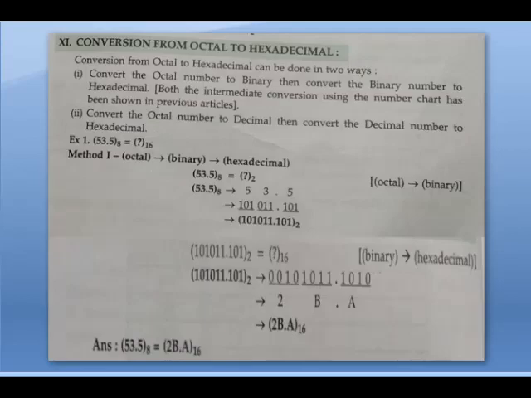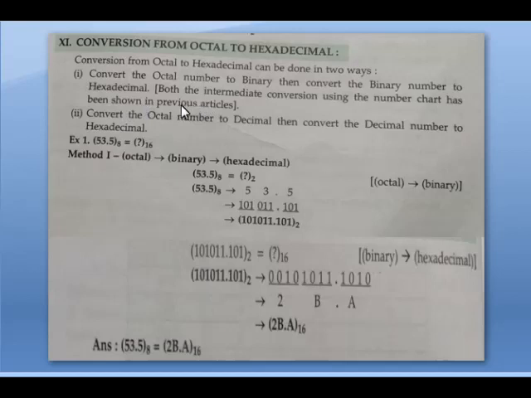Now we are going to see the conversion from octal number to hexadecimal. First you have to read this. Conversion from octal to hexadecimal can be done in 2 ways. First, the given octal number is converted to binary. Then convert the binary number to hexadecimal. Both intermediate conversions using the number chart have been shown in the previous articles.